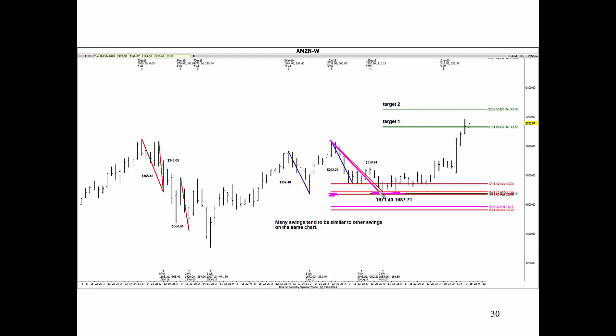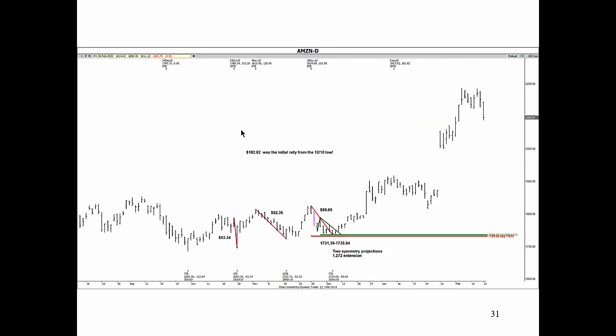Now, the second time it held this lower zone, and after earnings, we met target number 1. I mean, that was a huge rally. That was $232 off of symmetry plus a few other price relationships. So that's Amazon. Here's another example of a setup in Amazon, but this is on a daily chart.